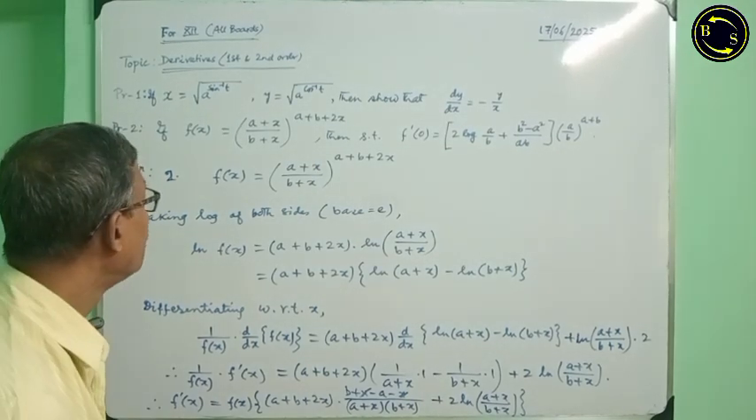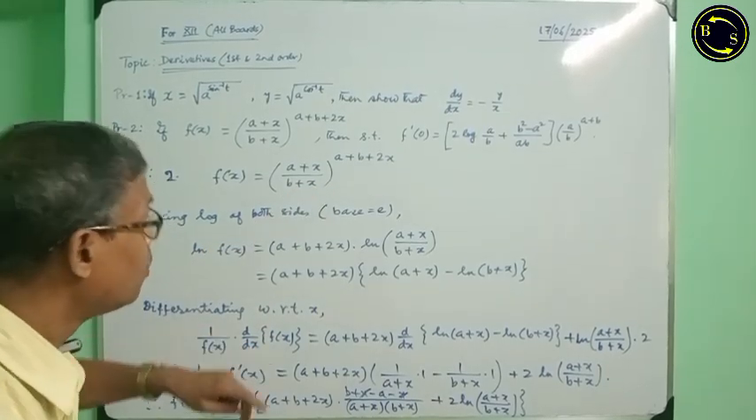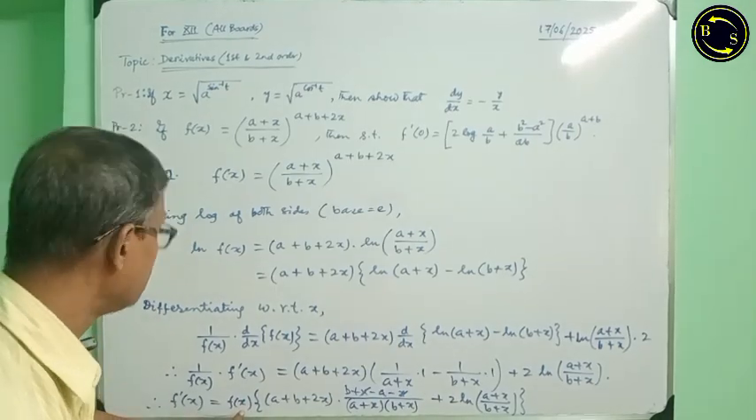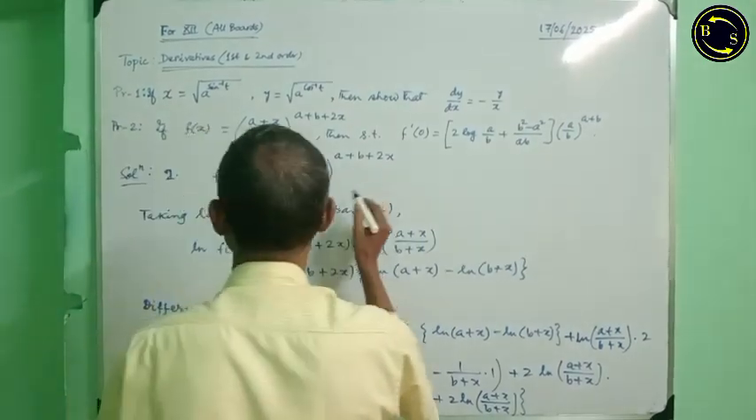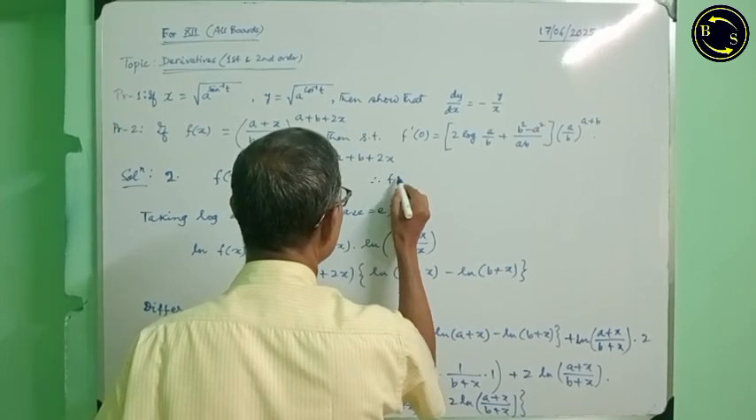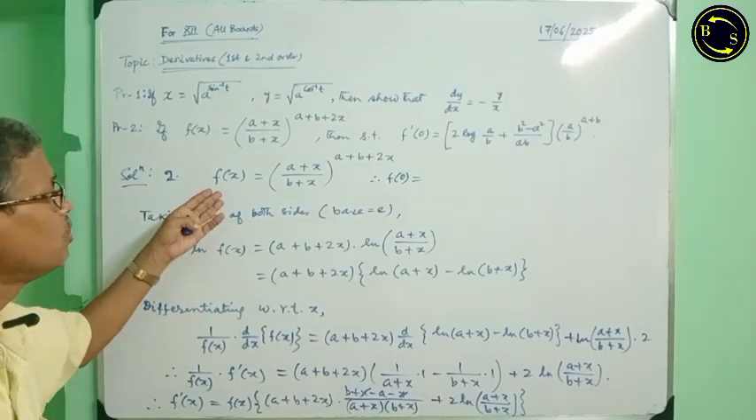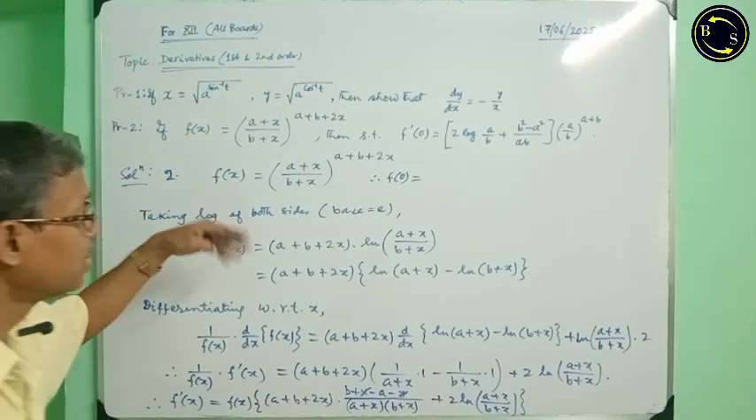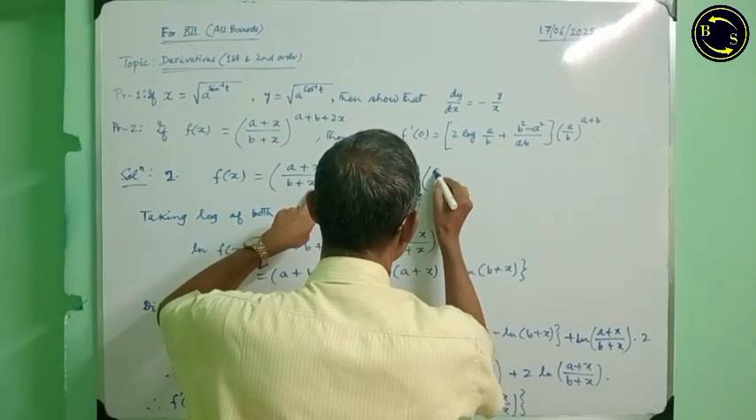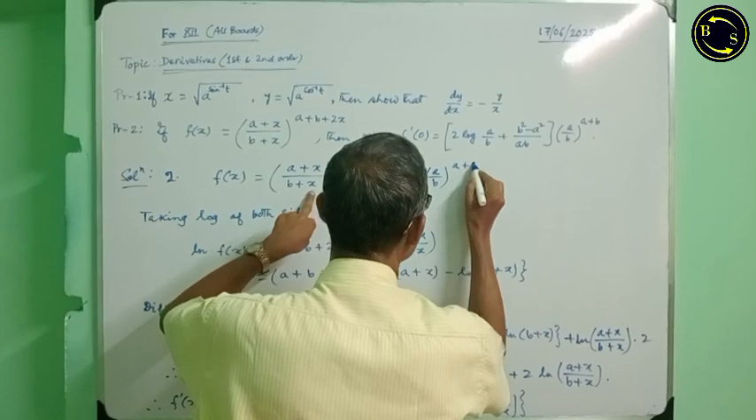Now we have to find f dash 0. For that, if f(0) is needed, after writing this one, we find here f(0), that means putting x equal to 0, the value of f(x) will be equal to (a by b) whole to the power (a plus b).